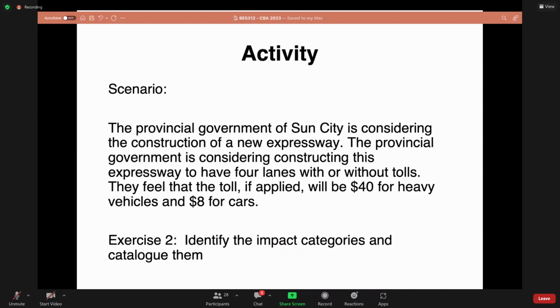Again, coming back to our previous example, can you identify the costs and benefits in this particular scenario and try to catalog them as a cost or a benefit?